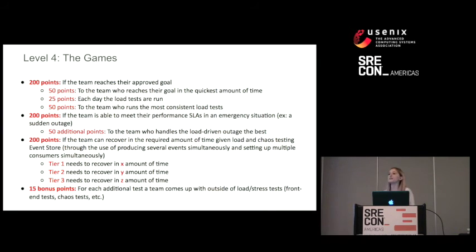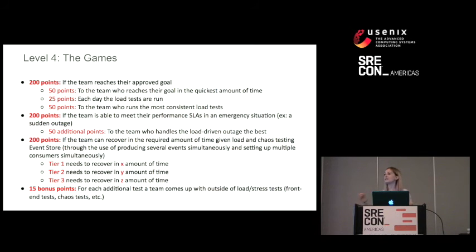So we worked with teams to set goals. We worked with teams and managers to set goals, and they had to go through an approval process. And we ran these games for 2 weeks. So if the team reached their approved goal, they got 200 points. If they reached their goal in the quickest amount of time, they got 50 points. We included load and performance tests in these as well.